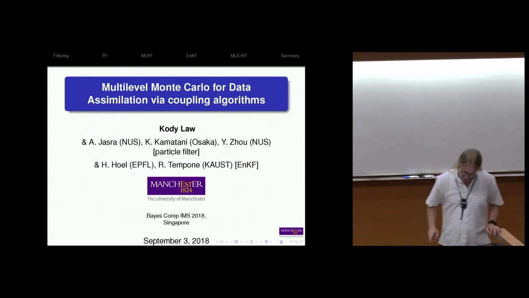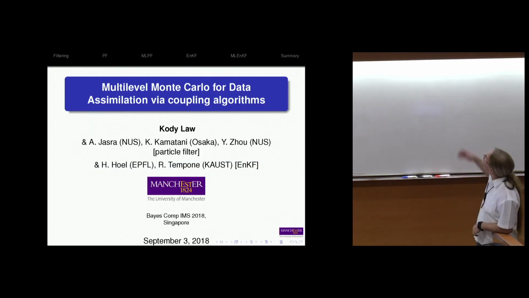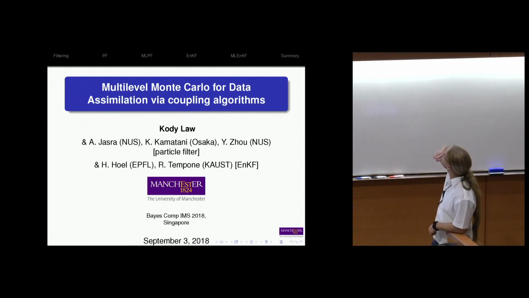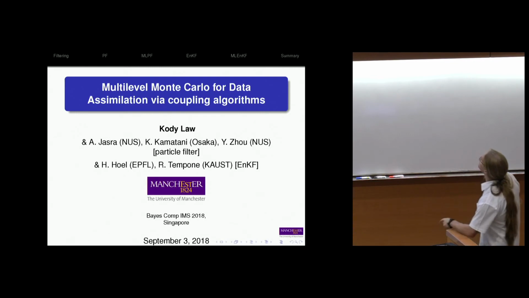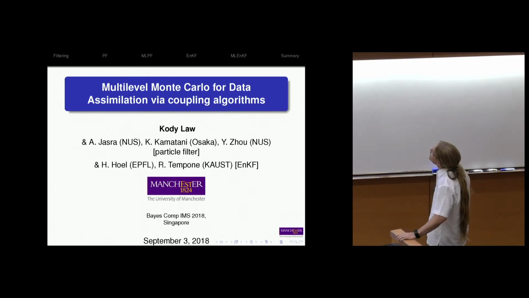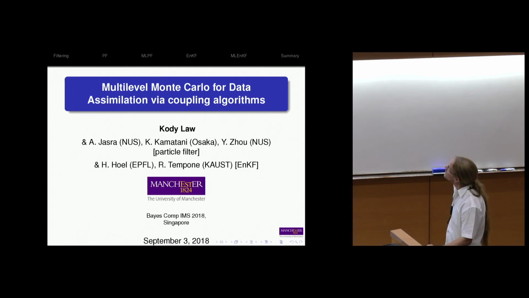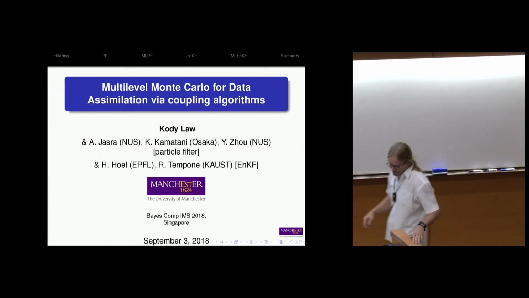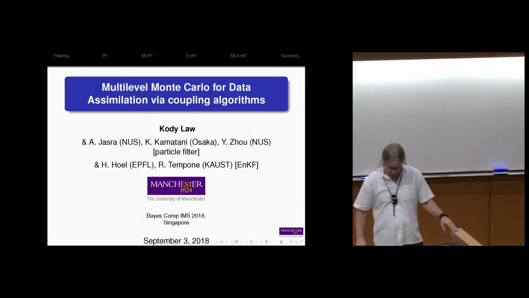So I'll talk about two different methods for filtering or data assimilation: the particle filter and the ensemble Kalman filter. The particle filter is joint work with AJ, with Kengo, and Yan. And the ensemble Kalman filter then is joint work with Hoken Hole and Raoul Tempone.